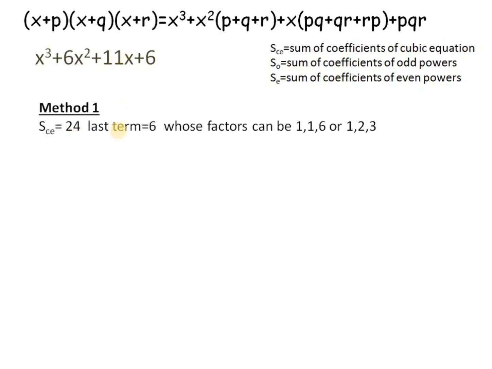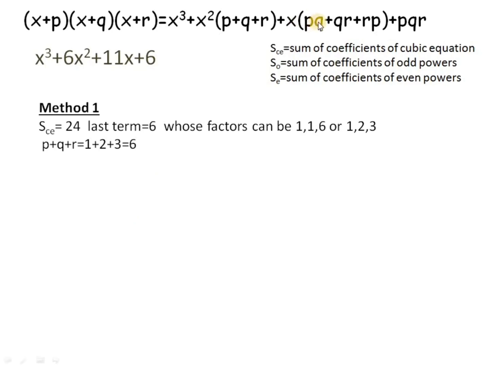And what is the last term? The last term is 6. You need to always check for factors of the last term, and these can repeat. So here the factors can be either 1, 1, 6 or 1, 2, 3. But we need to take factors in such a way that the b term, p plus q plus r, should be equal to the sum of the factors. Now 6 plus 1 plus 1 can't be equal to 6. Instead 1 plus 2 plus 3 can be equal to 6. Now let us check the other one, whether it coincides with it, whether we are going in the right direction or not.